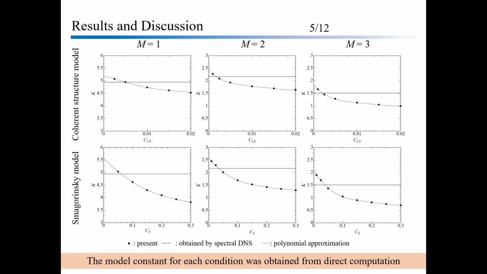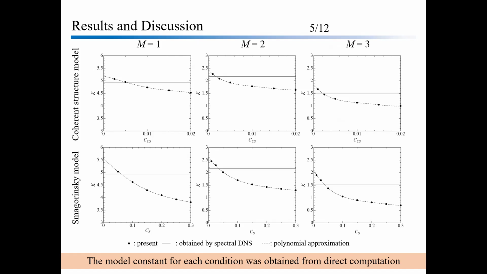The dependence of turbulent kinetic energy on model constants will be analyzed for each external force using both the coherent structure model and the Smagorinsky model. Figure 1a-c show the coherent structure results, and Figure 1d-f show the Smagorinsky scheme results, with CSS and CS as the respective constants.